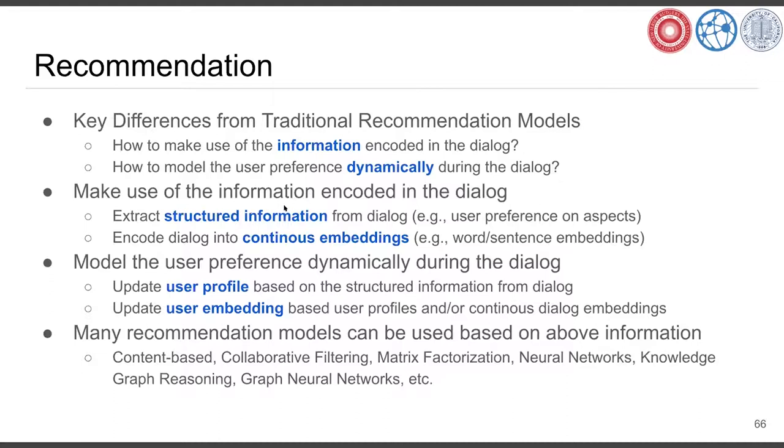the dialogue will contain some structured information such as the user preference over the aspects. So under this scenario, how to adapt the user profile based on such structured information should be an essential part to take into consideration. On the other hand, some of the work will learn dialogue embeddings, which capture the conversational words or the sentence embeddings. In this part, the recommendation model should consider how to cover these word or sentence embeddings so as to learn a better user preference, which means learning a better user embedding as the conversational turns move.